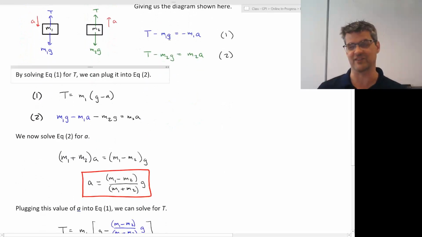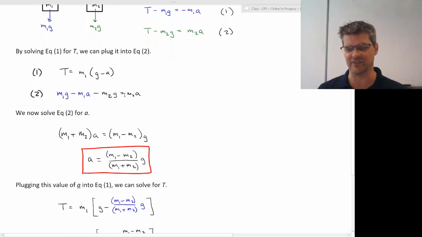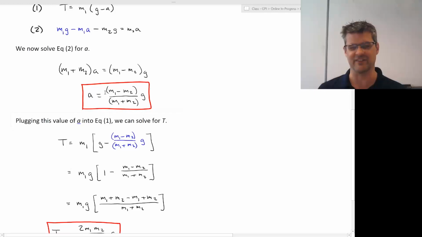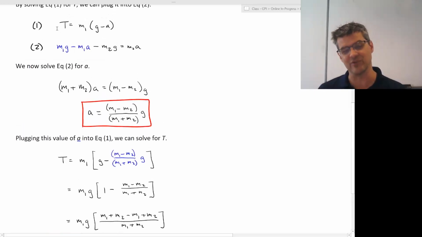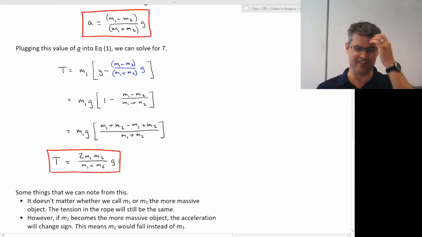So we can actually use these equations. I can solve for T in equation 1, plug it into equation 2. So we see over here, T is equal to M1g minus M1a. Plug that in down here for equation 2: M1g minus M1a minus M2g is equal to M2a. The only thing I don't know in this equation is the acceleration. I solve, I find the acceleration. Plugging this acceleration into equation 1, I find out what the tension is.